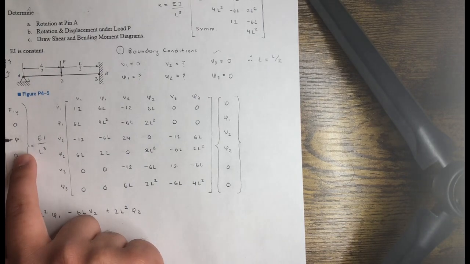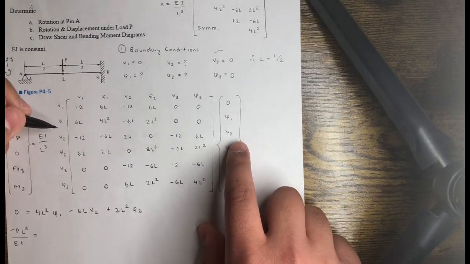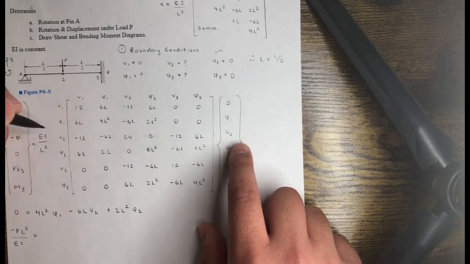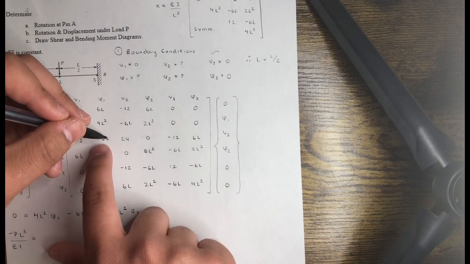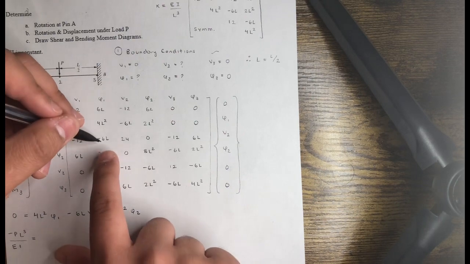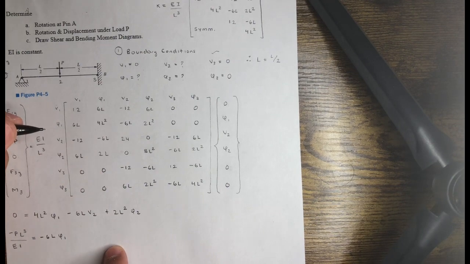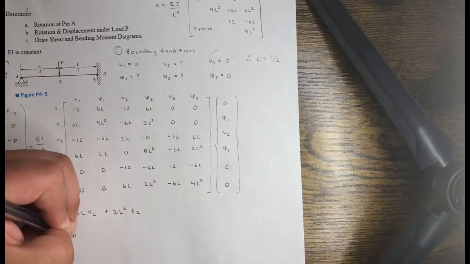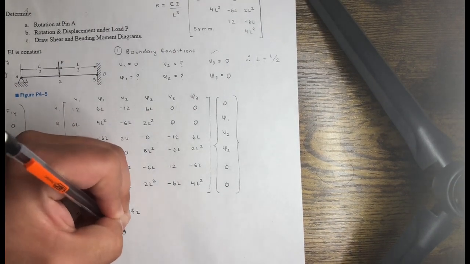Let's do the next one. Negative P, divide this by both sides, so you get negative P L cubed over EI is equal to, we're in the third row, right here. It's easy to get confused. Negative 6L phi1. The reason I'm focusing on these 3 is because all the others are 0, so it doesn't matter what this or this is. So negative 6L phi1, we're going to put 24V2, and then plus 0 phi2.